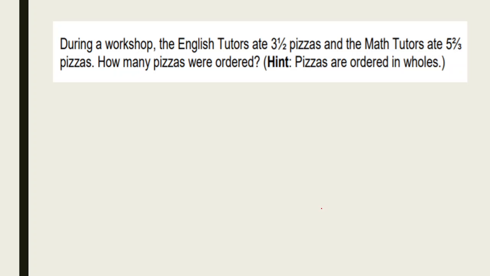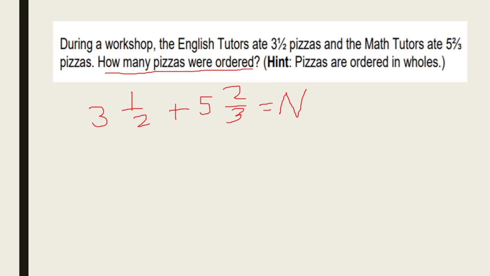Okay, since you played your video or you started the video, let's answer now. So, let's have 3 and 1/2. So, how many pizza were ordered? So, we need to add 5 and 2/3. So, since these are the given, then the ask is the question, how many pizza were ordered? Operation is addition, and number sentence is 3 and 1/2 plus 5 and 2/3 equals to n. So, let's have the solution.